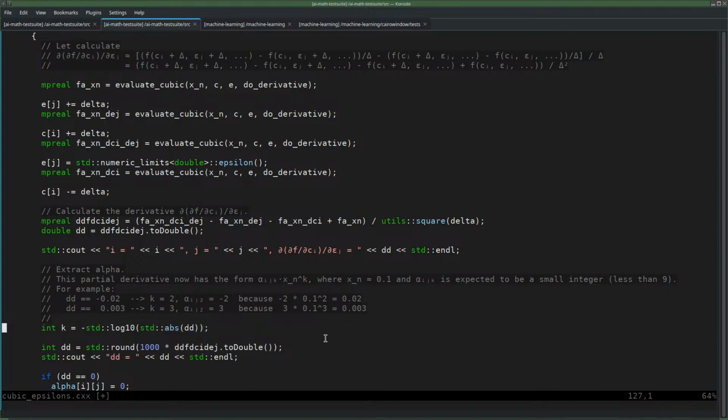But there is a problem anyway, because it could have been 0.009999, which is slightly less than 100th. And that I still want to treat like 100th.